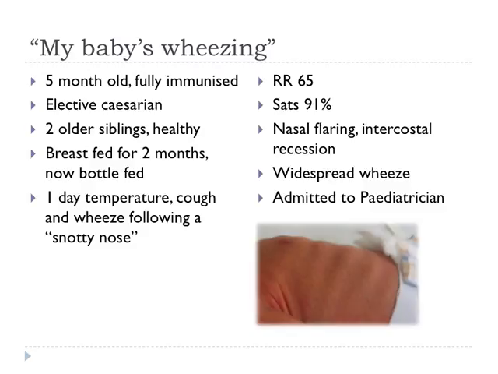We've got a baby, 5 months old, fully immunised, had an elective cesarean, 2 older siblings that are both healthy, being breastfed for a couple of months now, bottle-fed, and presents with this one-day history of temperature, cough, wheeze, following a snotty nose. And when you examine, you find that the respiratory rate is 65, SATs are 91%. Got nasal flaring, and here's a picture of intercostal recession. This is actually from a premature baby, but it shows the feature you would see in this situation. Widespread wheeze, and so this patient has been admitted through casualty to the paediatric service.